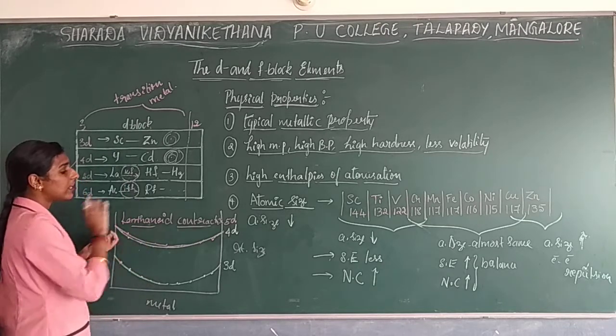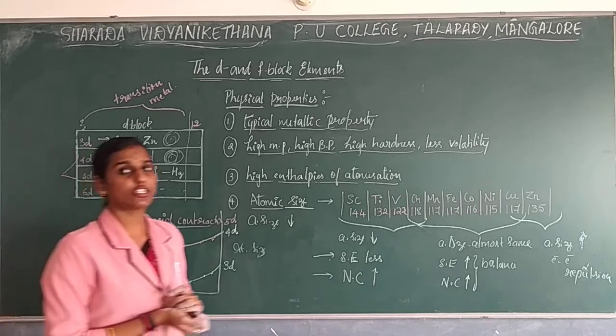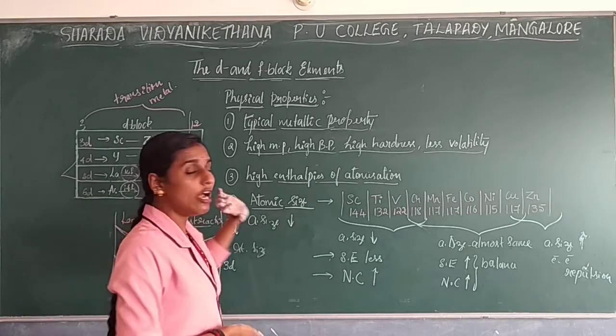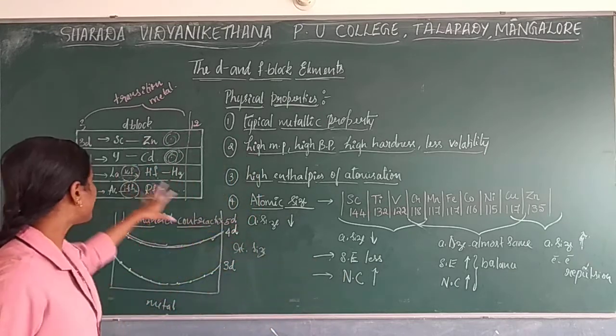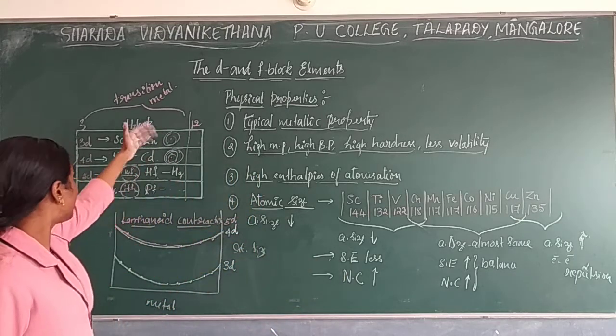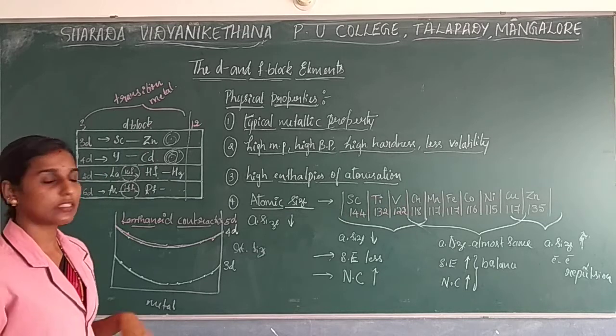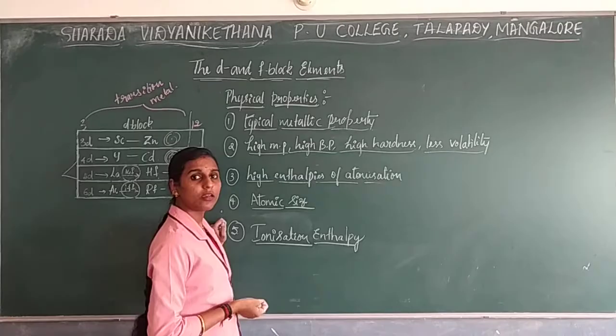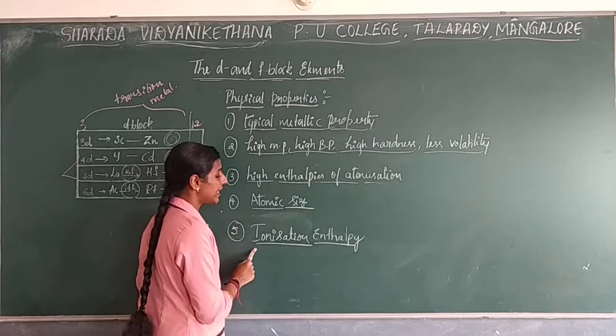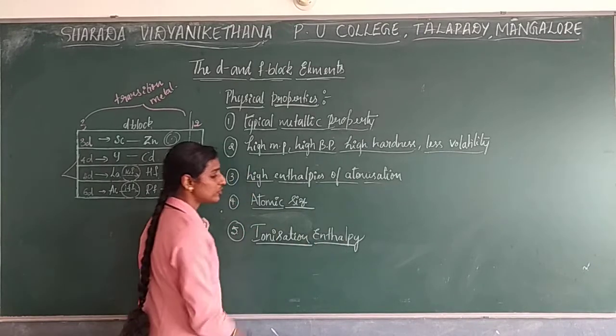Okay, so lanthanoid contraction as well as actinoid contraction will be seen in the case of your 5d as well as 6d series. That's why the atomic size will be lesser when you compare with the other two series. So this is regarding the fourth property, that is atomic size. So we'll go with the next property, the fifth property, that is ionization enthalpy.